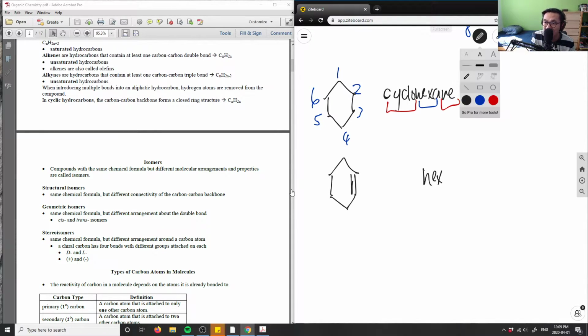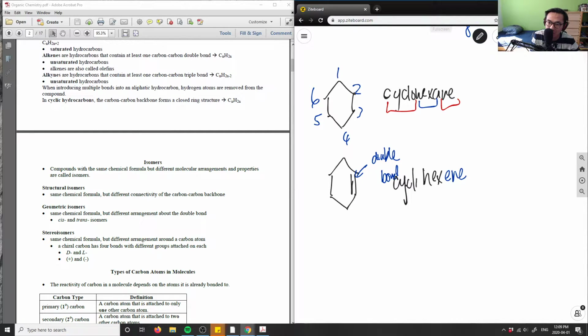This is an alkene, right? This here is a double bond, which means we have an E and E ending, right? Hexene. And it's still a cyclic structure, so I can still write cyclo here. So it's cyclohexene. And if I want to be really specific, when I'm counting the carbons, I wouldn't actually start counting my carbons from the top of the hexagon.